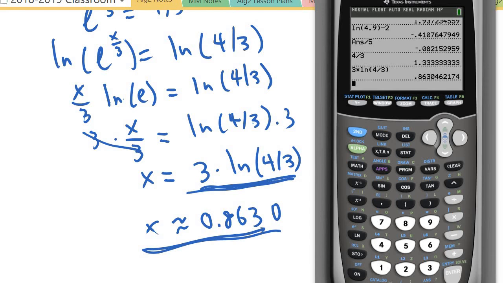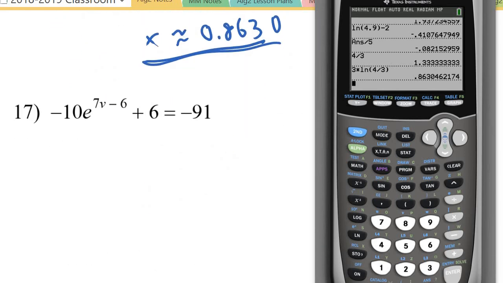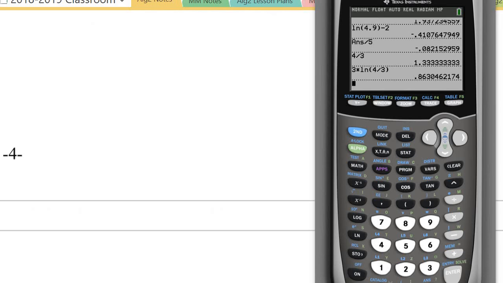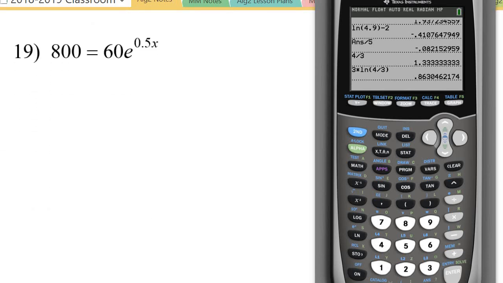Now I'll do 2 more examples and then we'll be done. Let's go to the one that has something on the right side, like number 19 over here. So as you see, the e is not on the left side, it's on the right side. That's okay. So what we need to do is to divide both sides. We want to get this expression by itself.